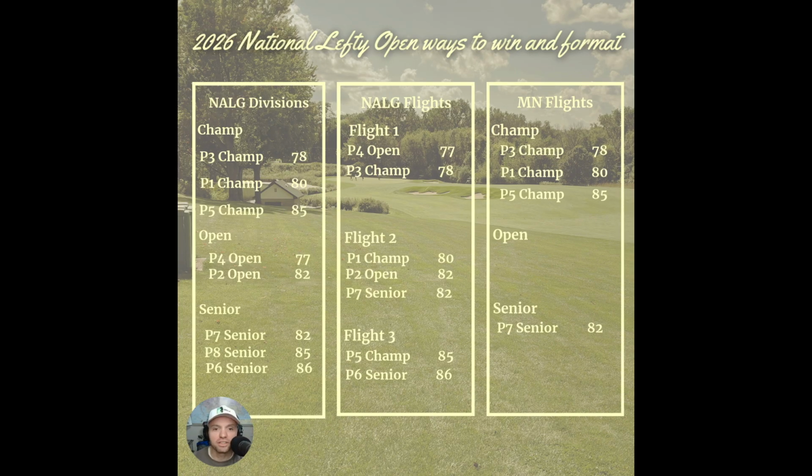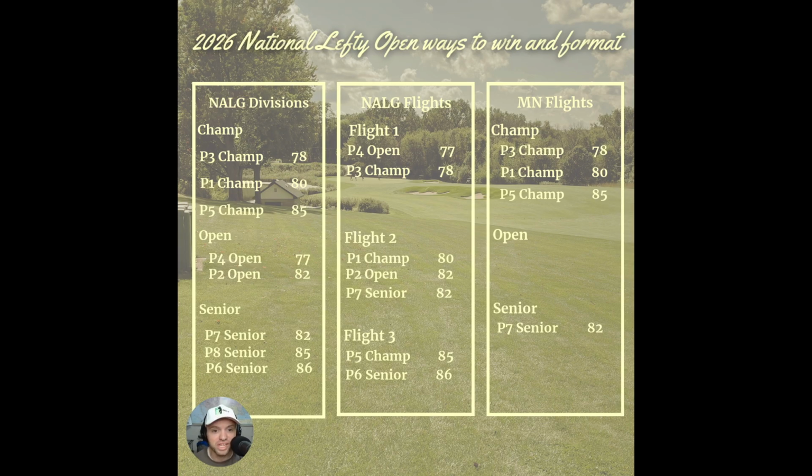So as we look at the National Lefty Open leaderboards, you've got the divisions leaderboard, the flights leaderboard, and then the Minnesota State Left-handers flights leaderboard. When you register for a division in the NALG tournament, you are registering essentially by teeing ground. The championship flight will play the blacks, the open division will play the blues, and so on and so forth down the line. That is why the flights can look a little different than the division leaderboards.